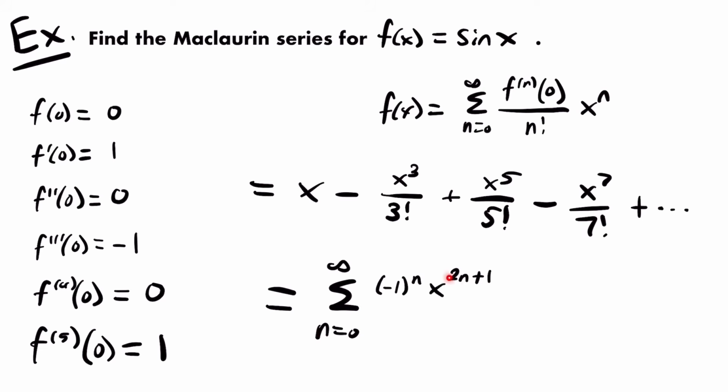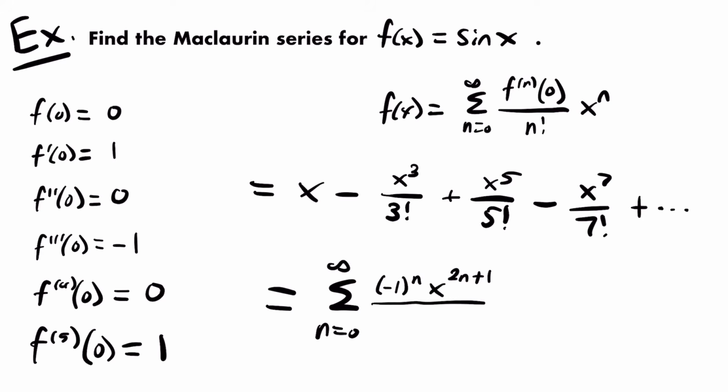When n equals 0, 2 times 0 is 0 plus 1 will give us a power of 1. When n equals 1, we'll have 2 times 1 plus 1, which would be 3. When n equals 2, we have 2 times 2, which is 4, plus 1, which is 5. And so for every value of n, this power will continually become the next odd number. All right, and so that will be the power of x.